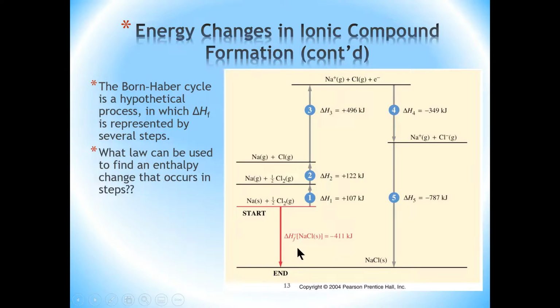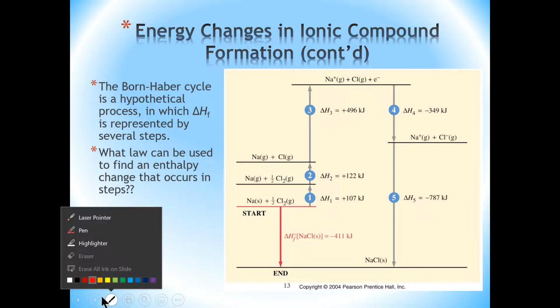Now, the enthalpy of formation would be, of course, the overall change from the start to the end here, which is equal to minus 411 kilojoules, all right? However, what you're going to see is that the formation of sodium chloride from sodium and chlorine goes through several steps as indicated right throughout this route right here. So what we're going to do is look at each of the different steps and try to describe what is happening in each case.